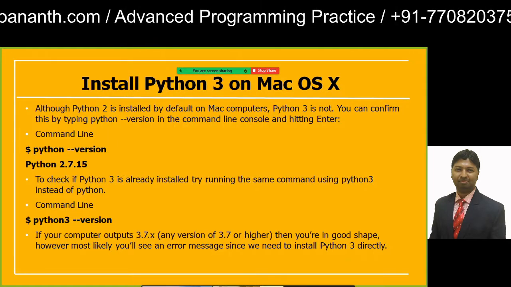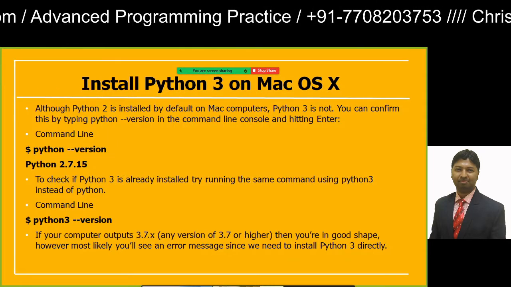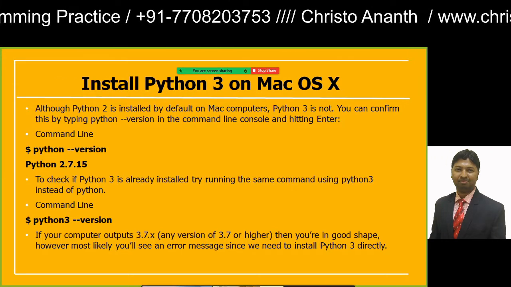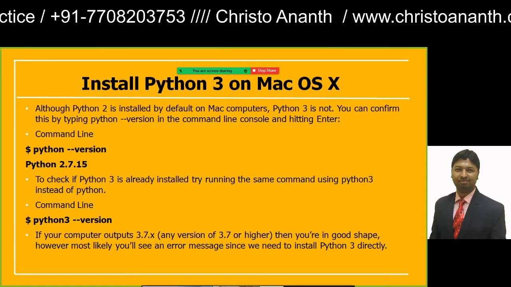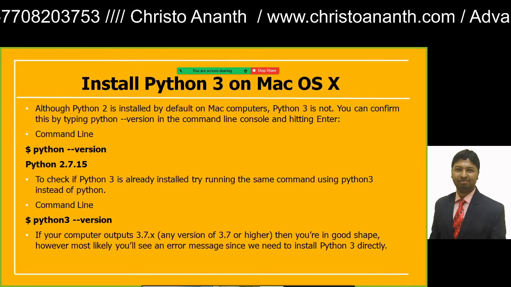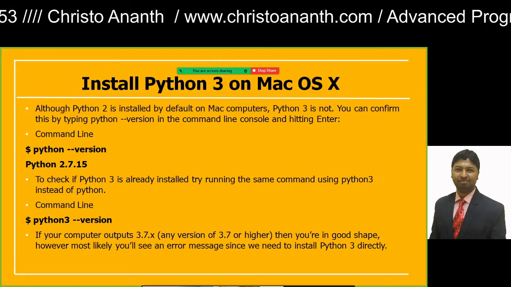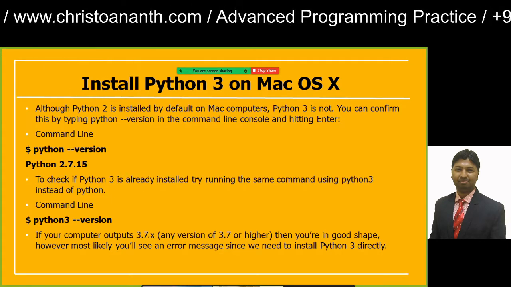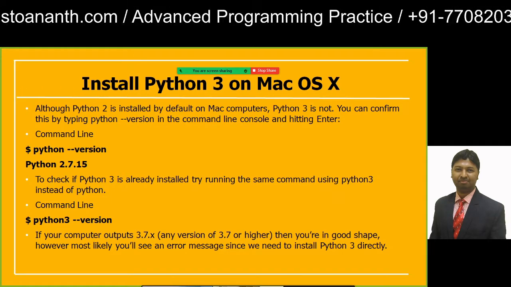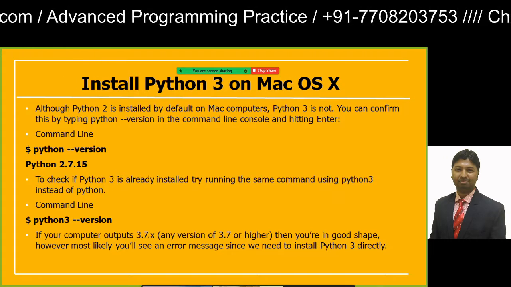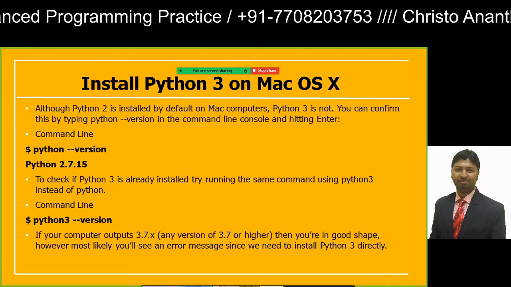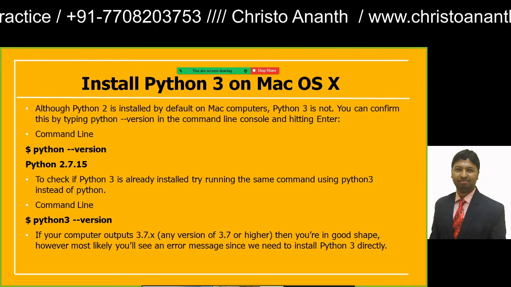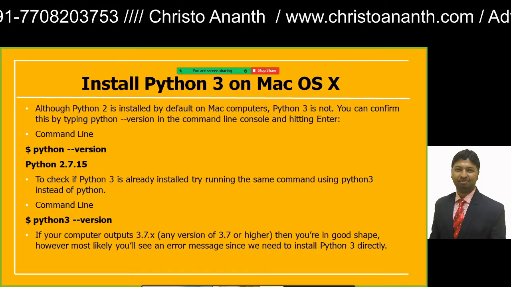Next we are going to go with the installation of Python 3 on Mac OS X. Normally we would go for Python 2 or Python 3, but the latest version you should update to is 3.9.7. With Python 2 on Mac computers, although Python 2 may be installed by default, Python 3 is still not installed. Actually you can confirm the Python version from the command line prompt.